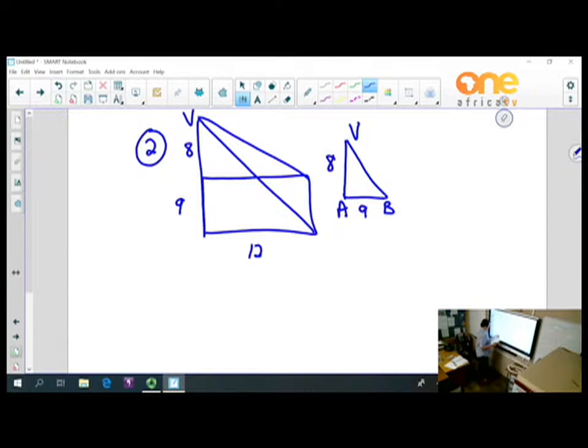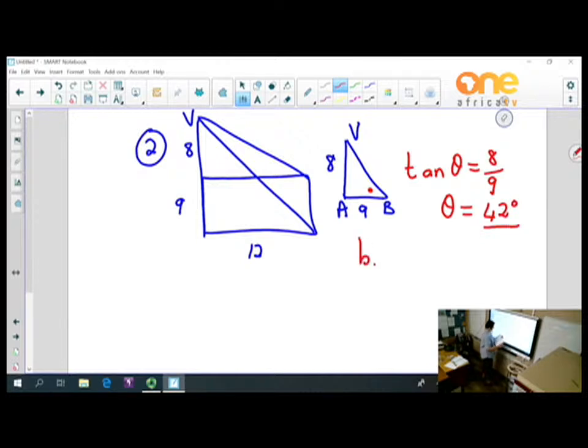So the angle of elevation of V from B is this one. That is your angle of elevation. So I can say that tan theta is going to be 8/9. Which method? Second function. Angles is also always second function. And the angle is 42 degrees. Look, they say in this case to the nearest degree, so I have to round it off.